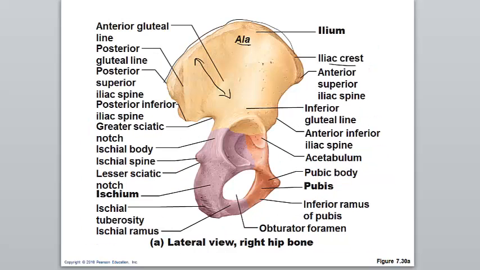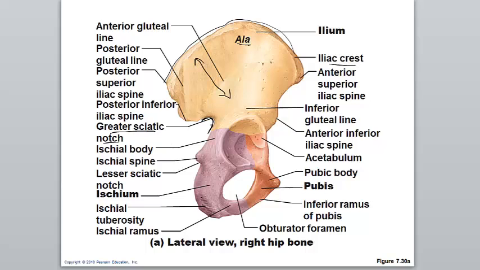Let's look at the posterior view of your ilium. This is actually lateral, but you can see the posterior as well. Here's your posterior superior spine. Here's your posterior inferior spine. Underneath that, you have this notch, the greater sciatic notch. That's the greater sciatic notch.